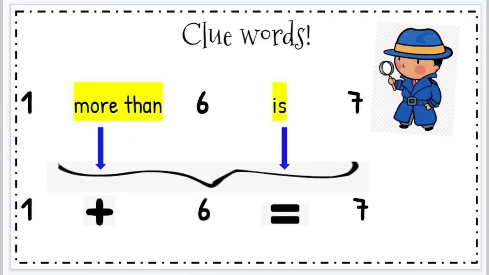We've also talked about how, as a number detective, it's also very important for us to look for those clue words. When we are reading number stories, there are clue words that are the same meaning as the math symbols that we use, such as the addition sign and the equal sign.